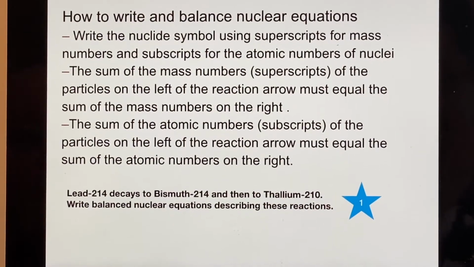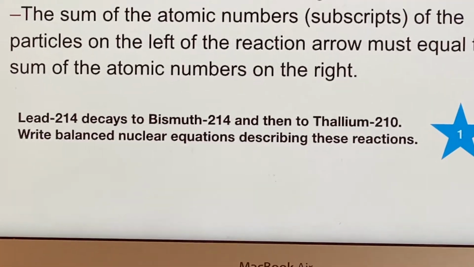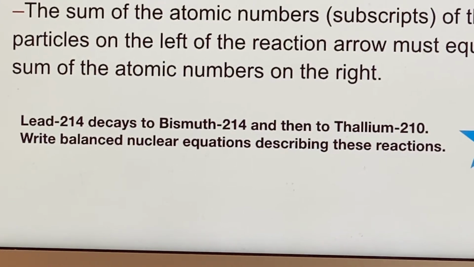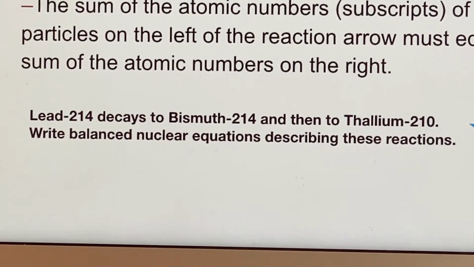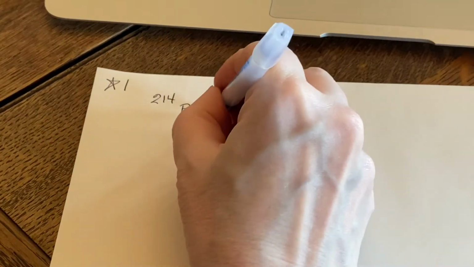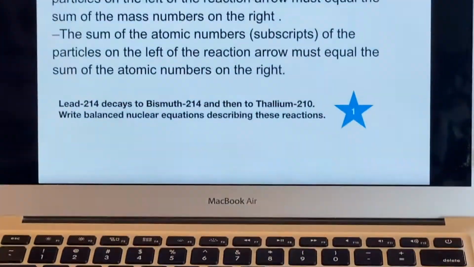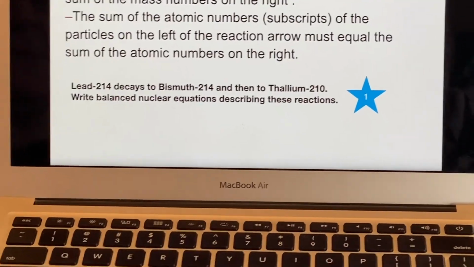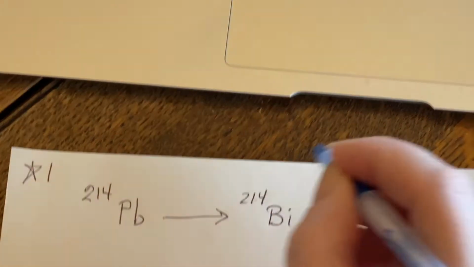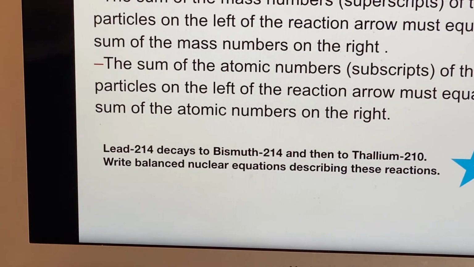So on number 1 here, we are going to try to write this down. This says lead 214. Well, okay, here's a 214. I know that's the mass number. They told me it was lead. And then it says decays to. So that's my arrow, is decays to bismuth, Bi, and 214. Oh, and then this is 2 of them. So this is going to be the first one, and then we'll do a second one.